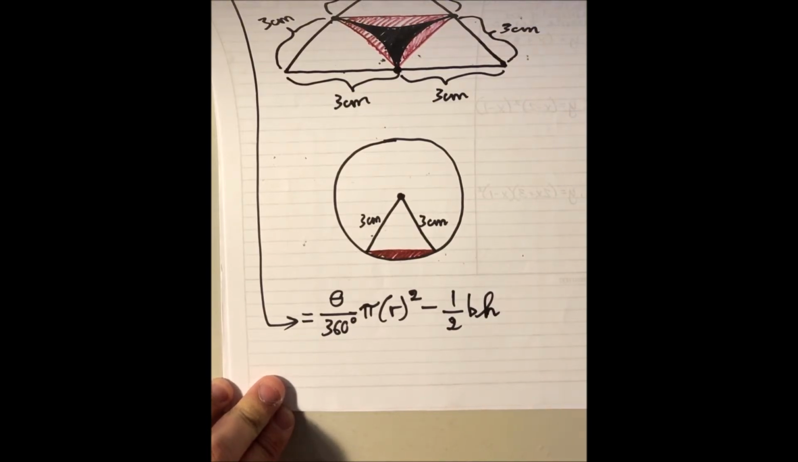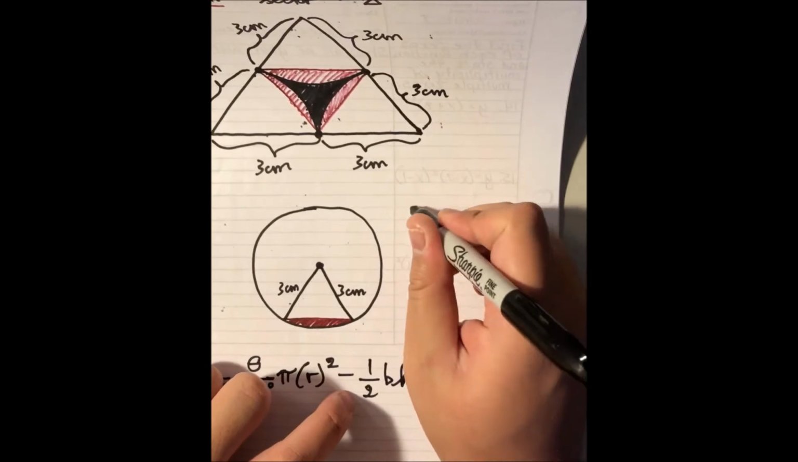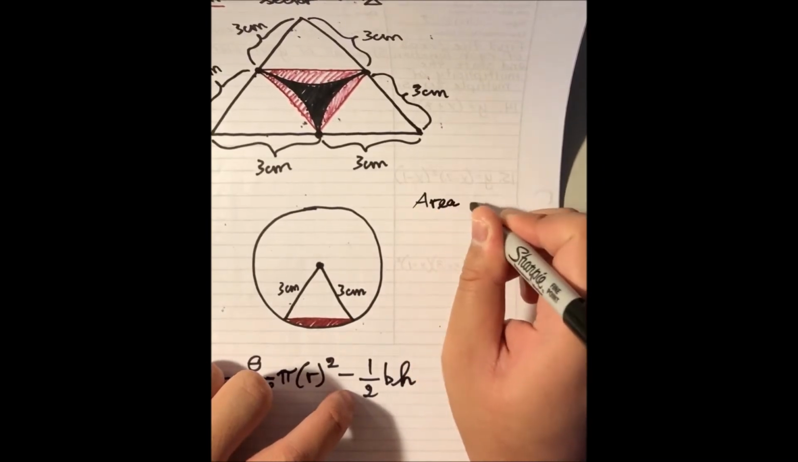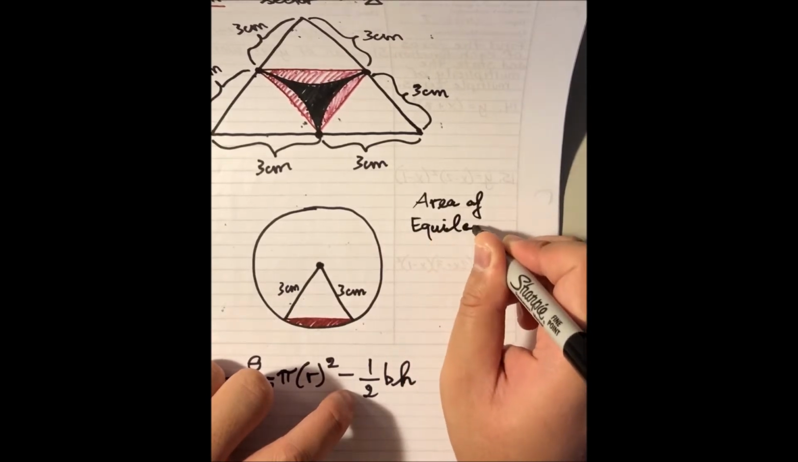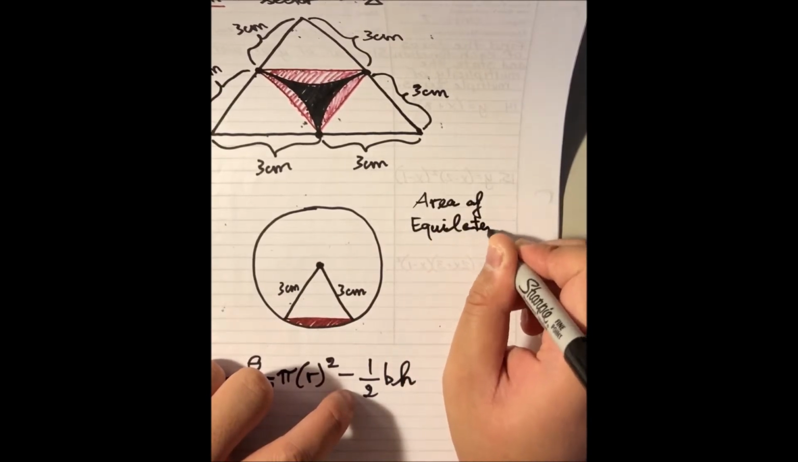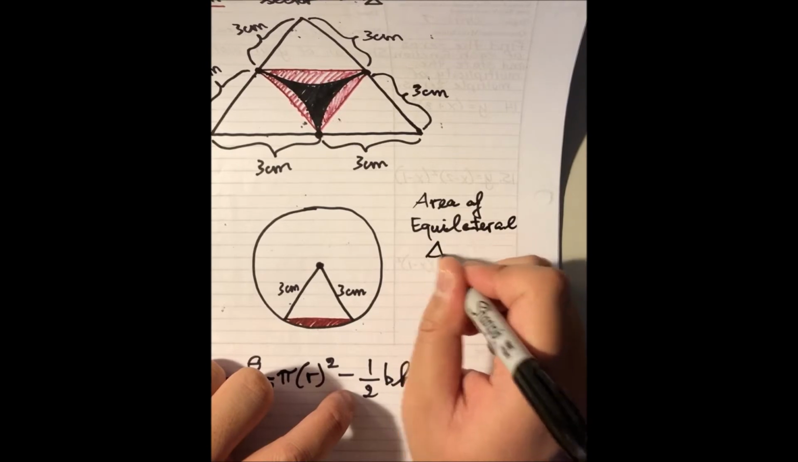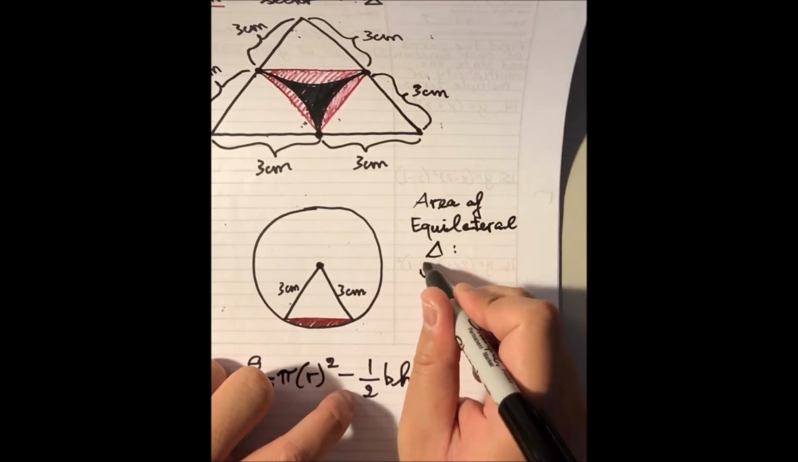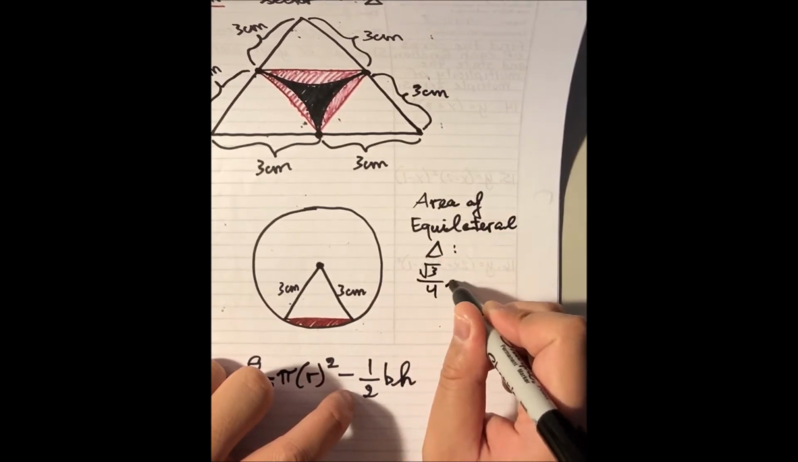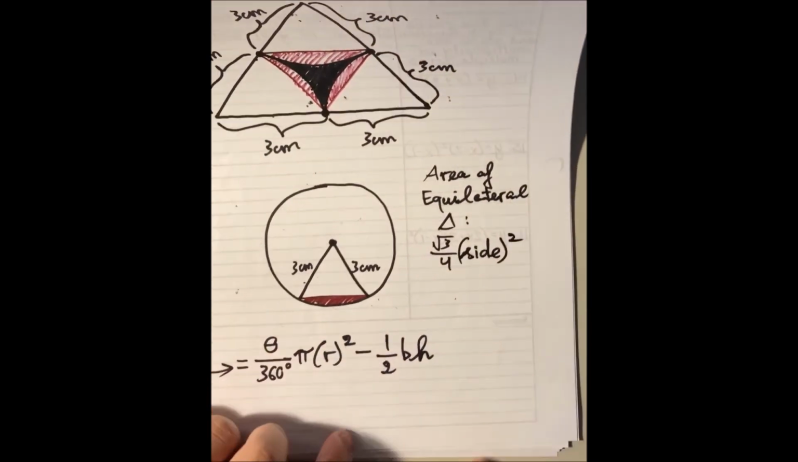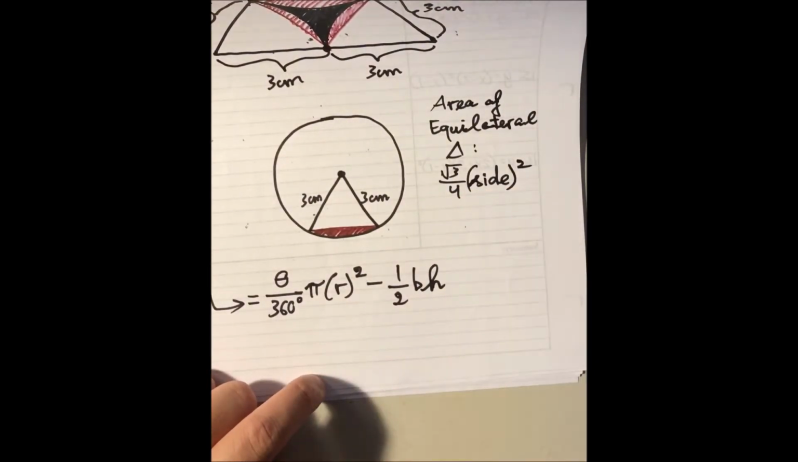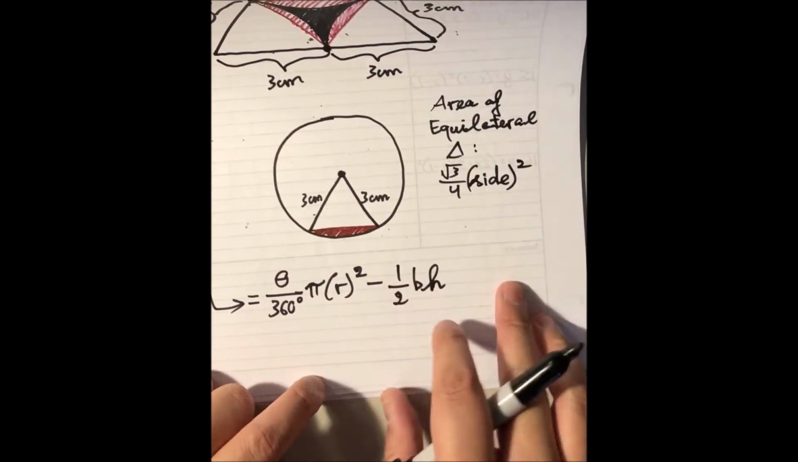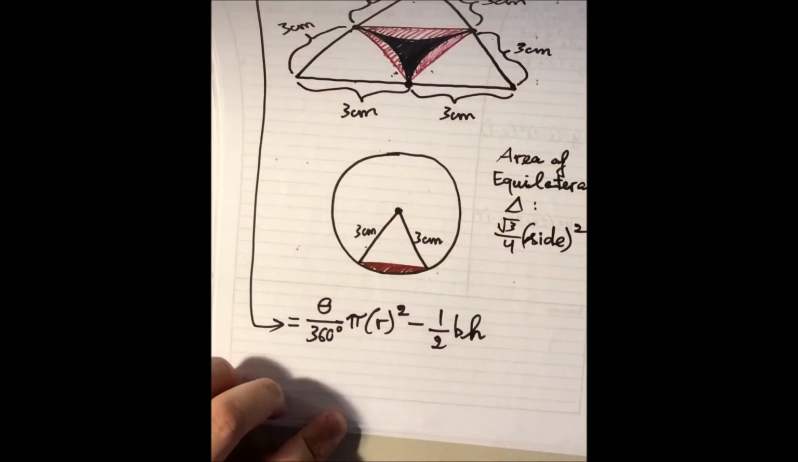which is square root of 3. Actually, I'm going to write it down here. So the area of an equilateral triangle is equal to square root of 3 over 4 multiplied by the side squared. And I think I'm going to attempt to use this one after I use the other one. So I'm going to see if I get the same answer, which I think I should get, but we'll see.